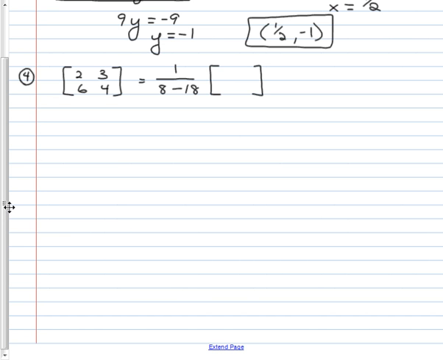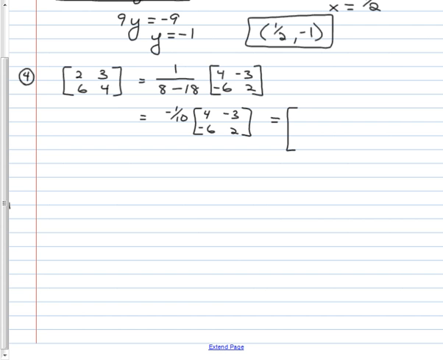With the 2 and the 4, you're right what you said. I change them. And what do I do with the 6 and the 3? Change the sign. All right. So that fraction in front is a negative what? I've got a negative 1/10 that I need to multiply by this matrix in order to get my inverse.